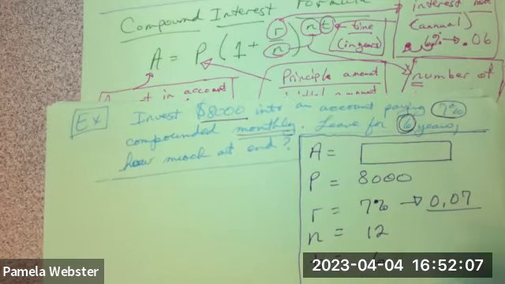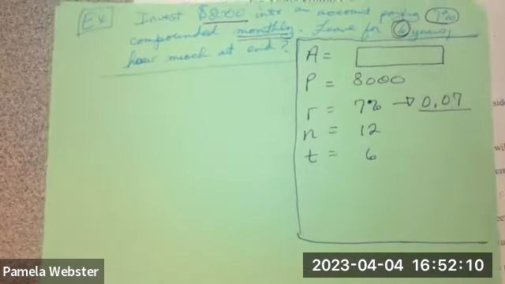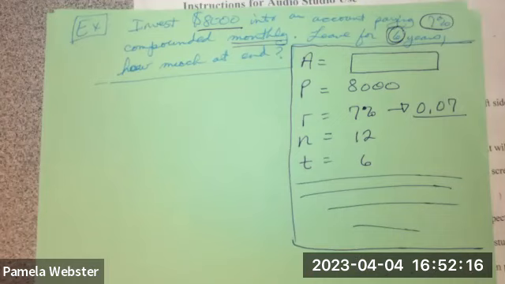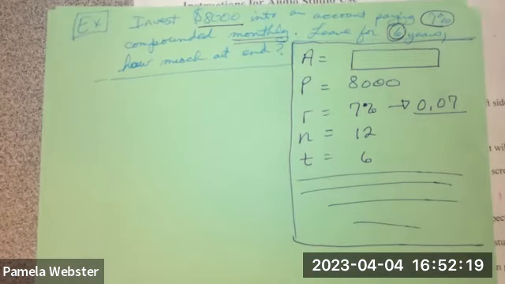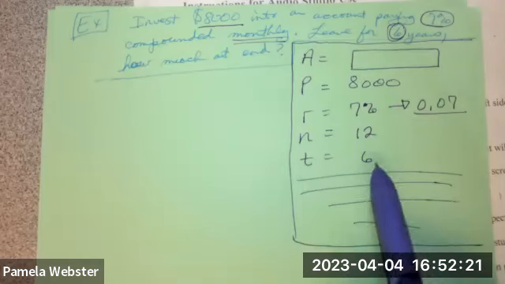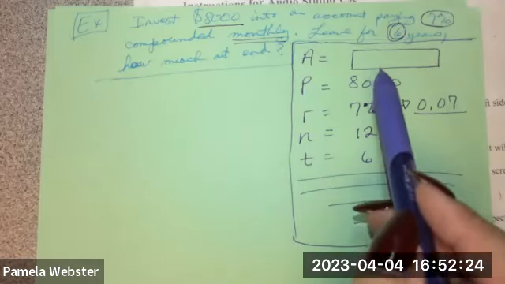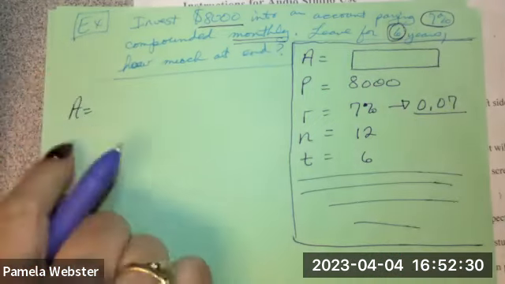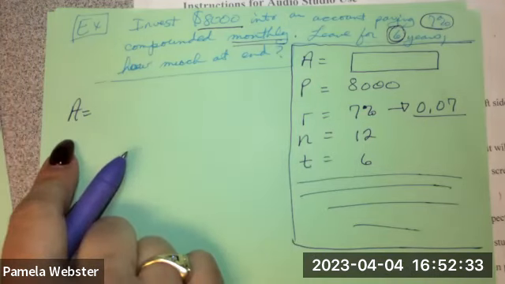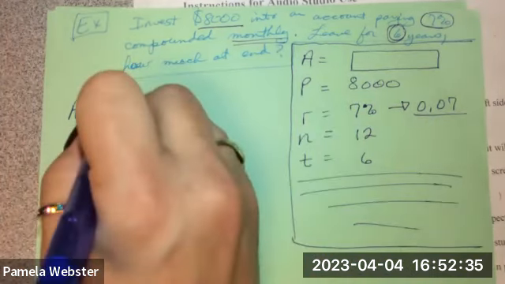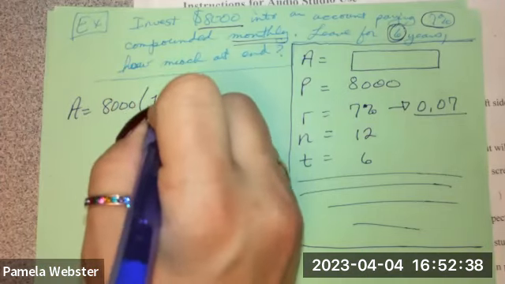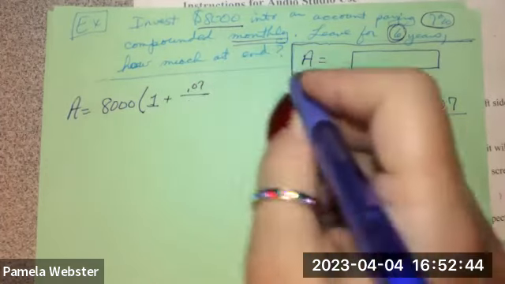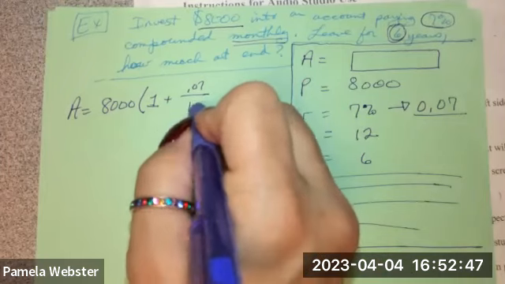Okay. So it took me a couple of extra seconds, I know, to make this little grid off to the side. But look, I've got all my variables put off here, and I know I'm solving for A. So when I go to rewrite this formula, I'm going to say A equals, that's what I'm trying to find. And the formula was P, well, that's 8,000, parentheses, 1 plus, the R goes on top, well, we said that's 0.07. The N goes on the bottom, divide by 12.